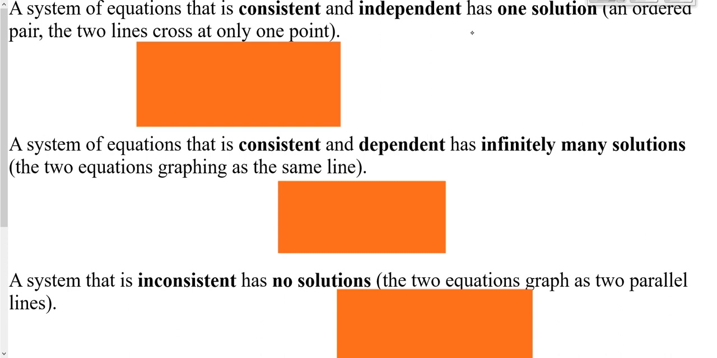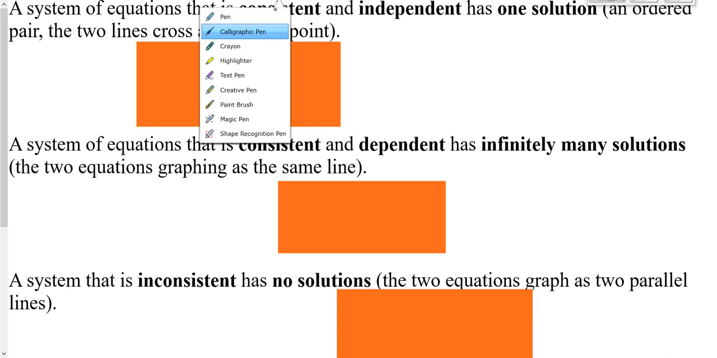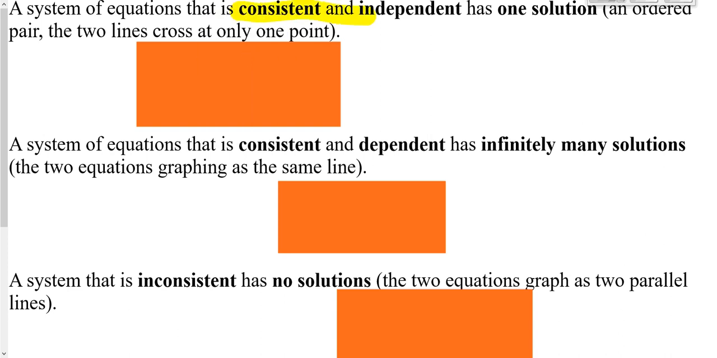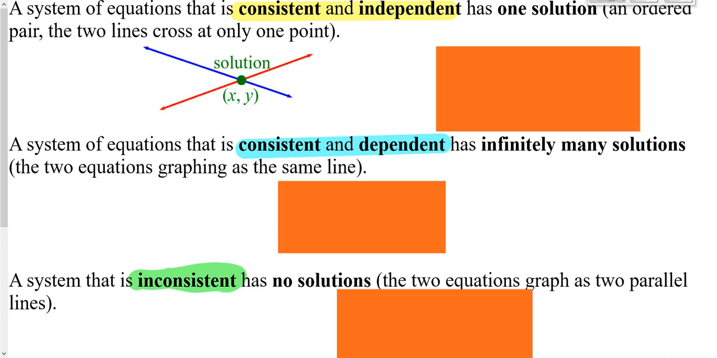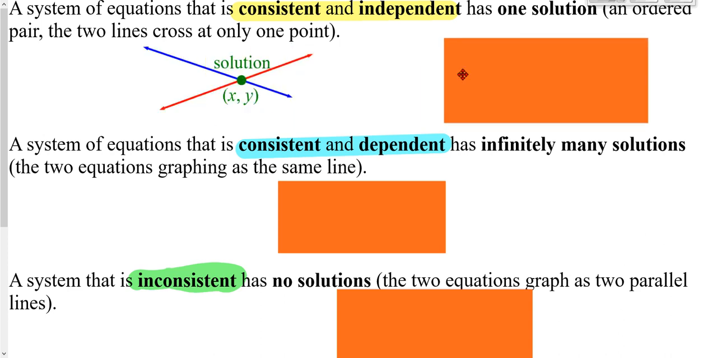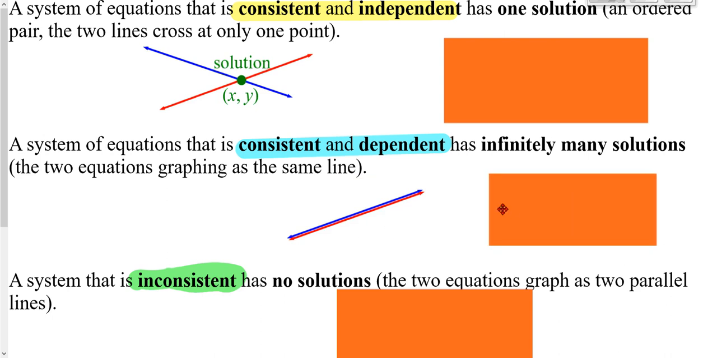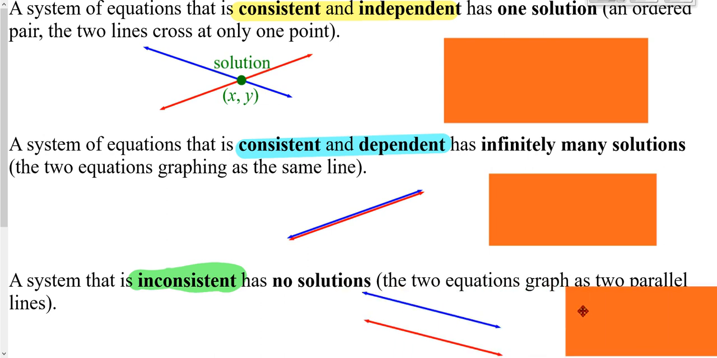Now, remember, we talked about these words before. Typically, you're going to go ahead and identify systems as consistent and independent, consistent and dependent, or inconsistent. Now, just to clarify, if it's consistent and dependent, it's two lines that cross at one point, and your answer would be the coordinates of the point where they cross. Consistent and independent would be two lines that end up being the same line, and they'd have infinitely many solutions. Inconsistent means they don't have any points in common and they're parallel, so they would be like this and have no points in common.